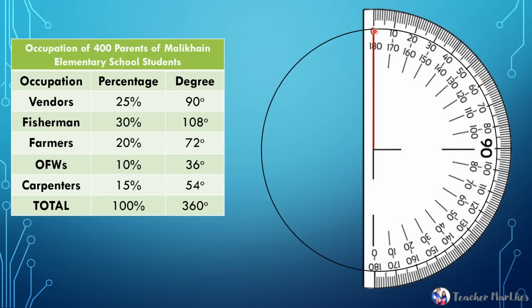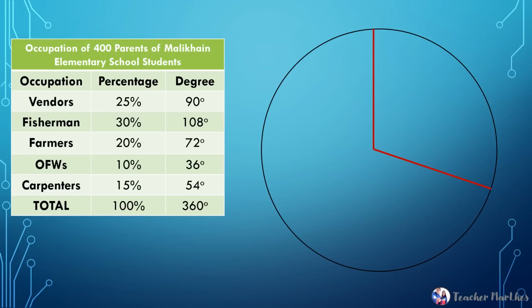Okay, from 0 palagi. So, 0, 10, 20, 30, 40, 50, 60, 70, 80, 90, 100. So, ang 108 ay nandito. So, lalagyan na natin ang guhit. So, nandiyan po ang 108. Then, label fisherman 30%. So, ang ilalagay natin dito ay hindi yung 108 degrees, kundi yung percentage. So, fisherman 30%. So, next is vendors with 90 degrees.